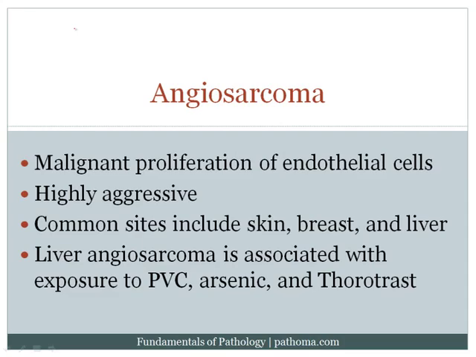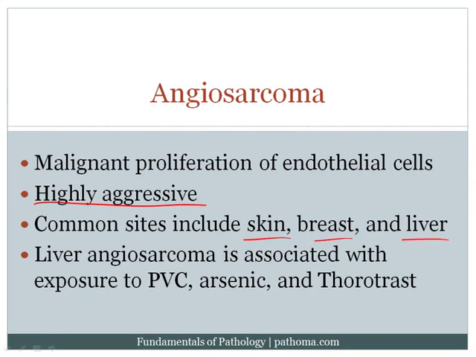Now, the next tumor is angiosarcoma. Angio refers to blood vessel, and sarcoma would imply that it's a malignant mesenchymal tumor. So this is a malignant proliferation of endothelial cells. Remember that the endothelial cells are the cells that line the blood vessel. Highly aggressive, can occur in multiple sites, such as the skin, the breast, and the liver.